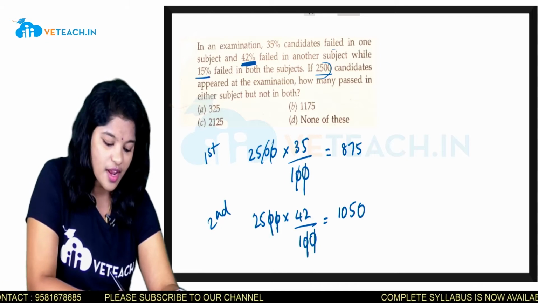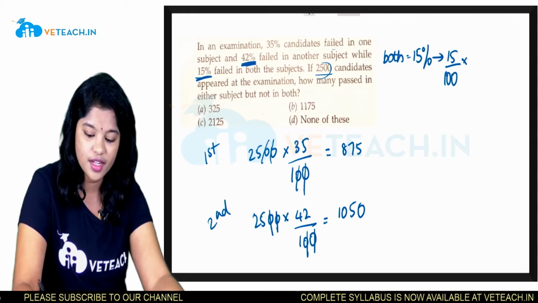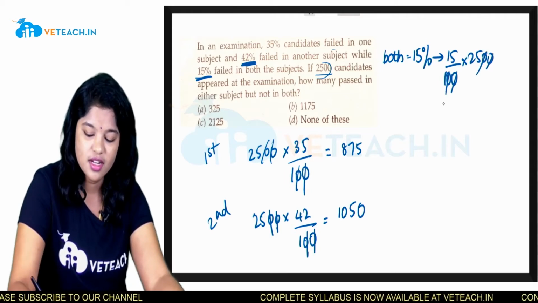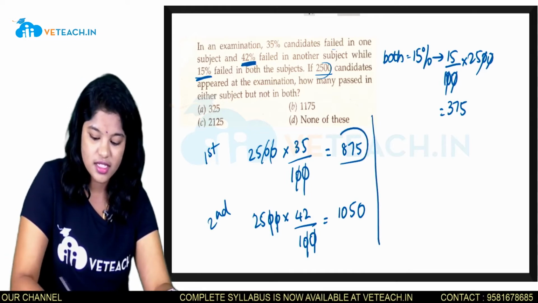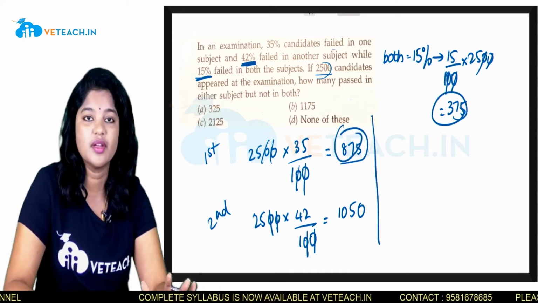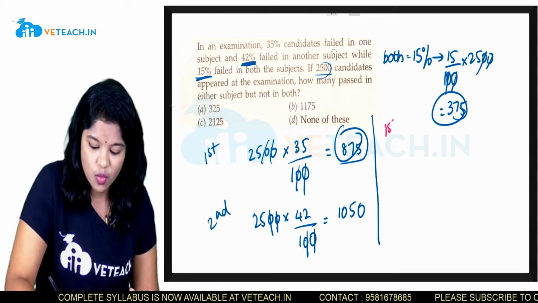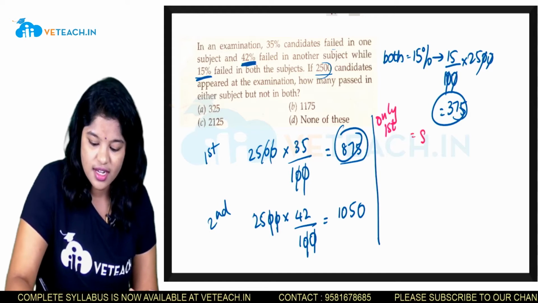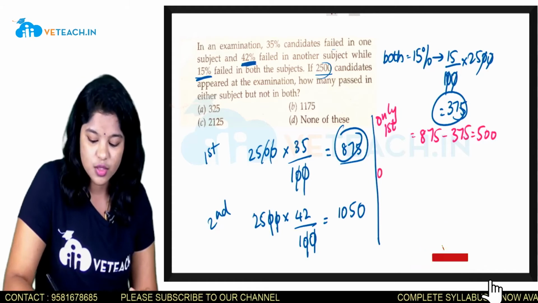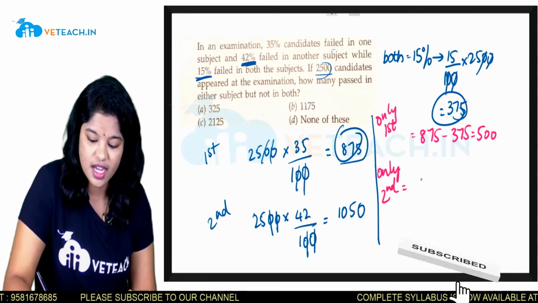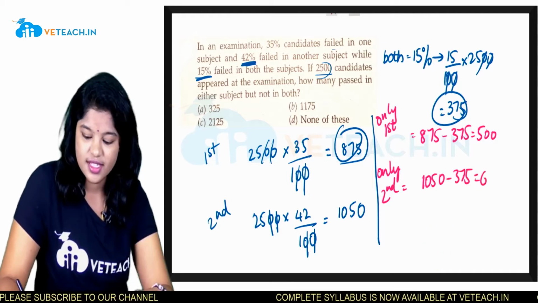Now, the students who have failed in both the examinations are 15%. So, 15 by 100 into 2500 students, that is equal to 375. Now, if I subtract 375 from this 875, I will get the students who have failed only in the first subject. So, students who have failed only in the first subject are 875 minus 375. Those are 500 students. And students who have failed only in the second subject are 1050 minus 375. That is equal to 675.